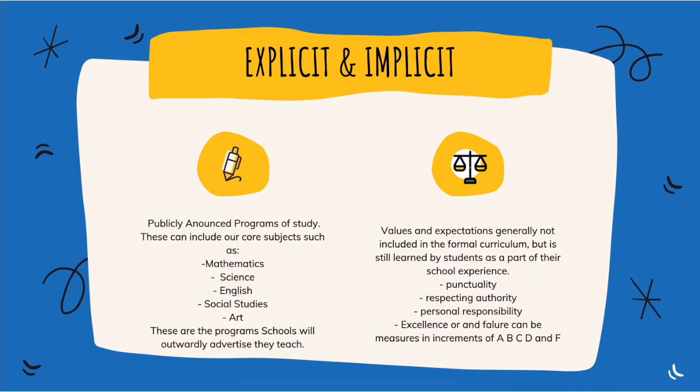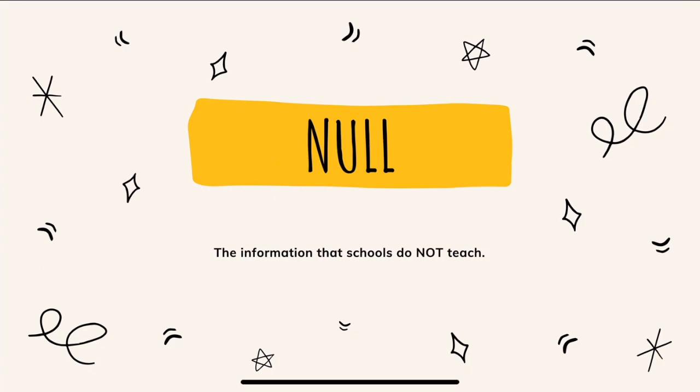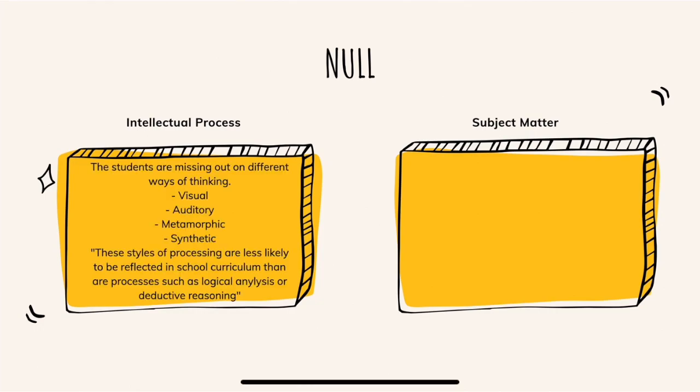So we have these two, but of course we have our spotlight of the day, no curriculum, yay! No curriculum is simply the information that schools do not teach. Simple, right? Well, no curriculum can be separated into two major aspects. The first being the intellectual process. This means the students are missing out on different ways of thinking.